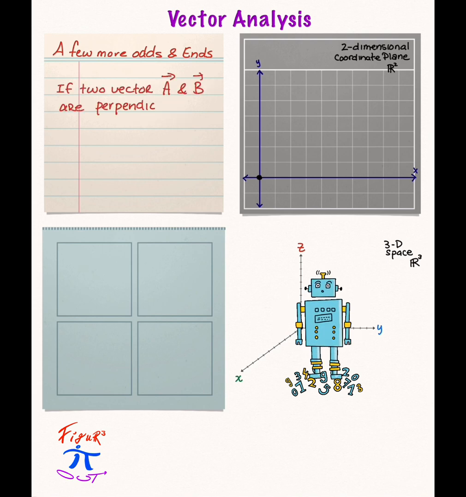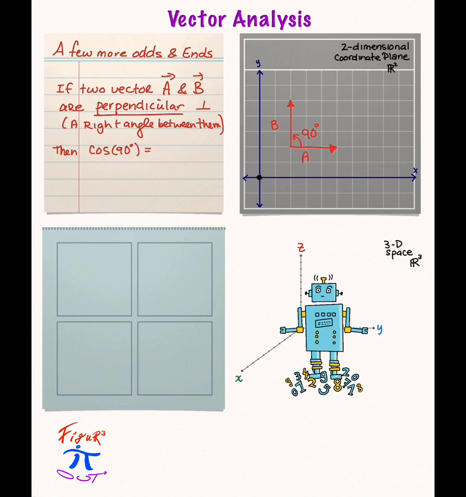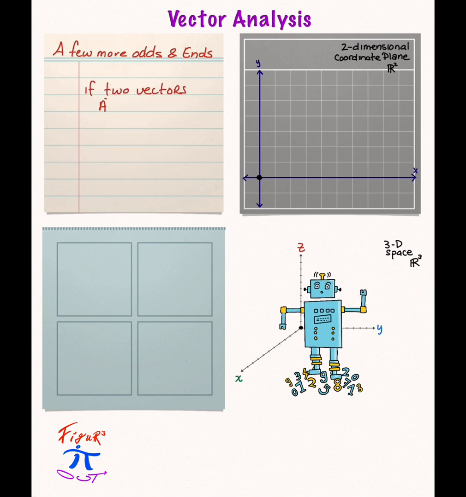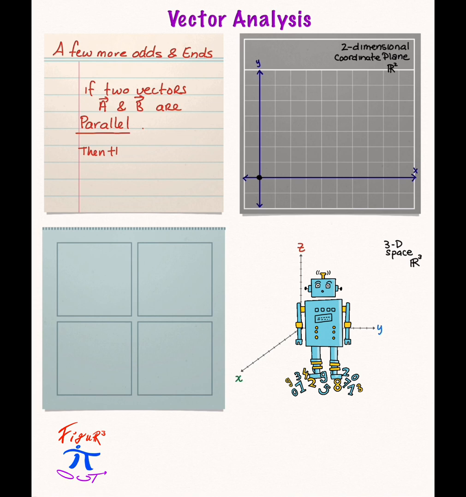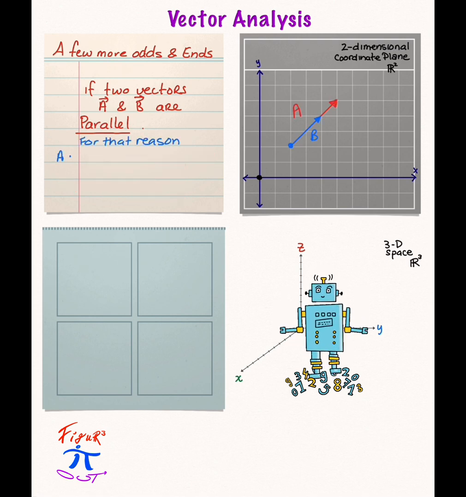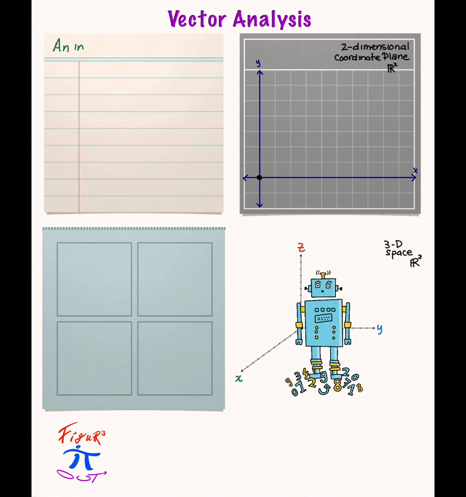If two vectors A and B are perpendicular to each other, that is, they form a right angle between each other, then the cosine of that angle would be 0, and their dot product therefore would also be 0. So if the dot product of two vectors is 0, they are perpendicular to each other. If they're parallel, that means they're going in the same direction. Their angle would be 0. The cosine of that angle, 0, would be equal to 1. And so if two vectors are parallel, we see that their dot product is just the product of the scalar values of their magnitudes.